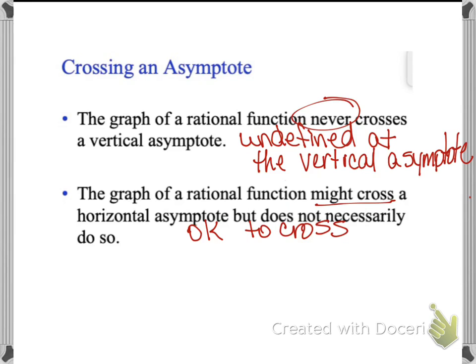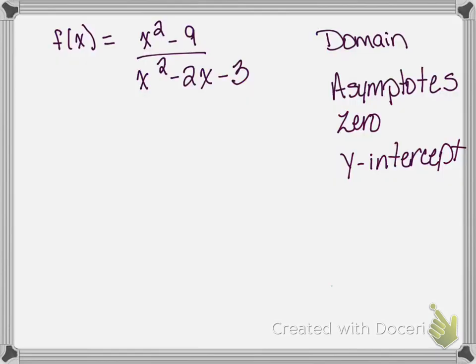Okay. That's the bulk of what you need to know for your test. Now I'm going to show you one more thing that you might see on homework. And for those of you going into more advanced mathematics, you might also see it. I want us to factor this right here. f of x equals x squared minus 9 over x squared minus 2x minus 3. I want us to factor that.